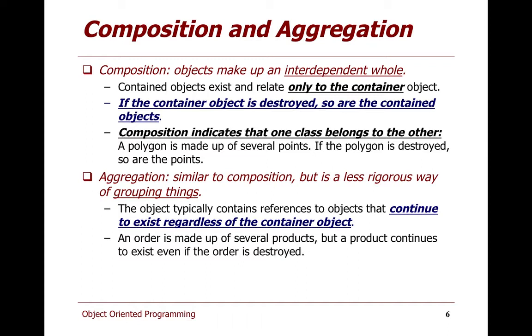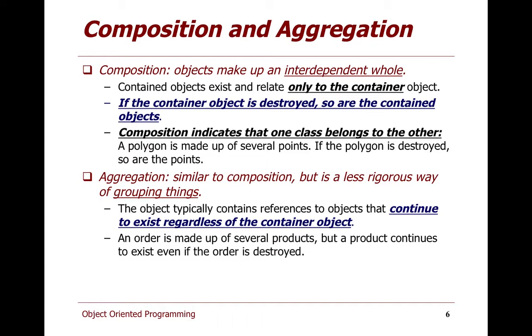Aggregation is a much, much looser form of composition. Both of these ideas, don't forget, are created by declaring object variables, and that's done at an instance variable level. But aggregation is a less rigorous way of grouping our things together. To aggregate literally means to bring together.